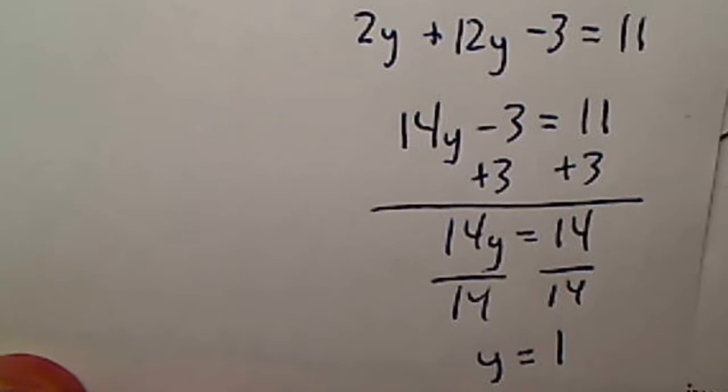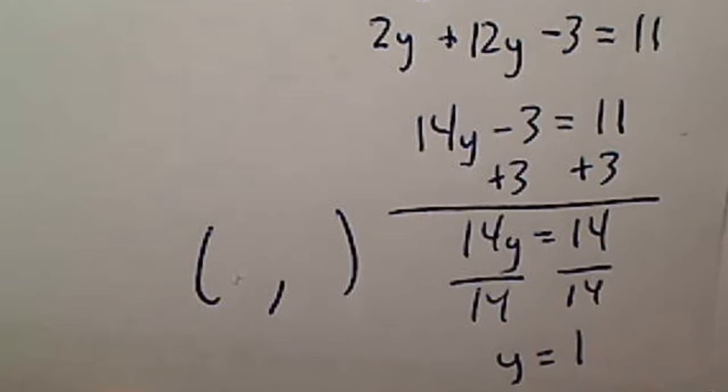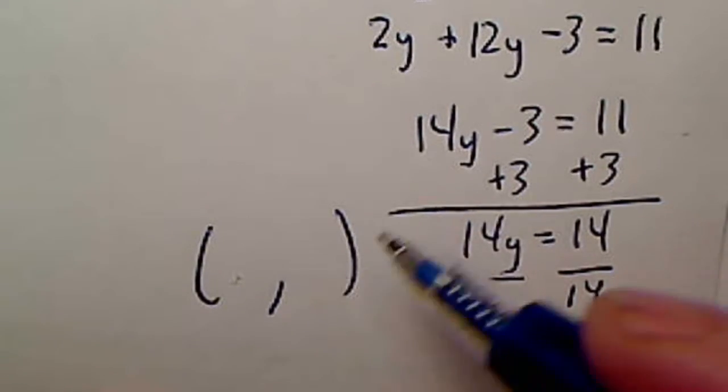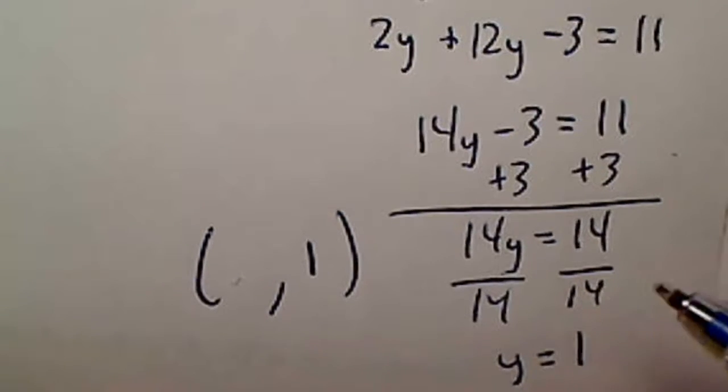So remember, this is half of a coordinate point. If the directions are to find the point of intersection, we're halfway home. So I'm going to write a coordinate point here and be very careful. We just found a y value to be 1, and y values, we should know, are written second. So we're going to put the 1 right there. So now we need to find x.